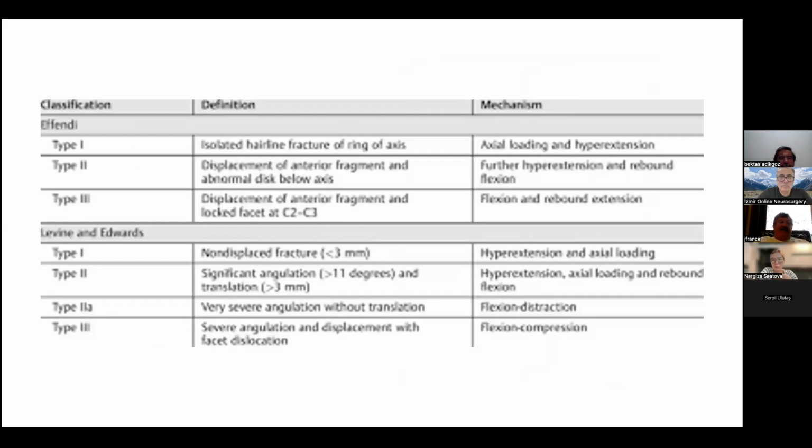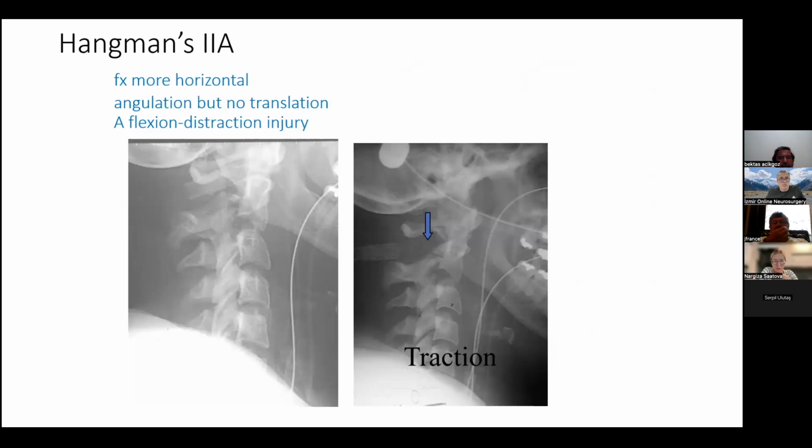The Effendi classification really was almost the same, except that the 2A doesn't exist. And there was some thought that the 3, again, was a flexion extension injury. The 2A injury became important because we often reduced these in cervical traction and we would place them in a halo. This is how we handled them for many, many years. If you notice, this fracture pattern is more horizontal. There's quite a bit of angulation, but almost no translation. And the problem with this injury, if we tried to put it in traction to reduce it in a halo, it would over distract.